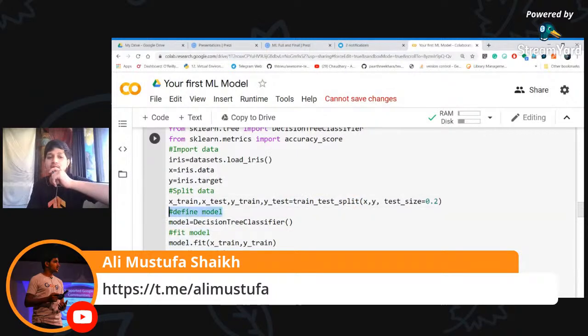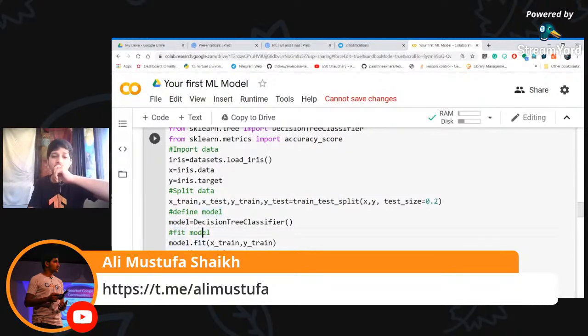Then I need to define the model. I'm defining a model called DecisionTreeClassifier. Why? Because this is a classification problem. The output is 0, 1, or 2, right? So either it is 0, or 1, or 2. That is why it is a classification problem. Discrete output, not continuous output.